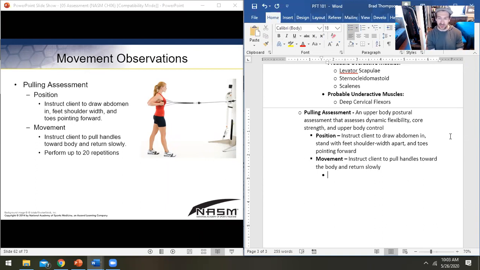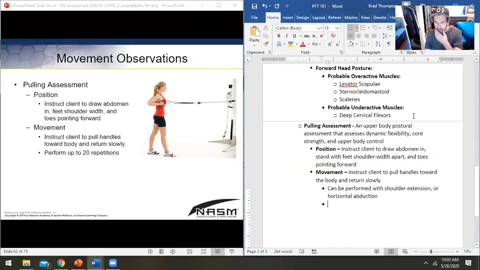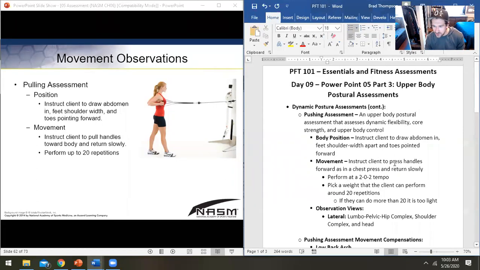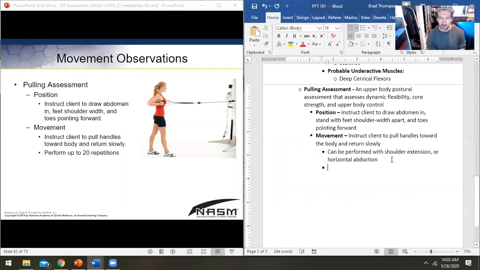Right, and for the record, again, I'm just going to put a little sub note here. Can be performed with shoulder extension or horizontal abduction. Both work. Did I do that right? Yeah. Perform up to 20 repetitions.